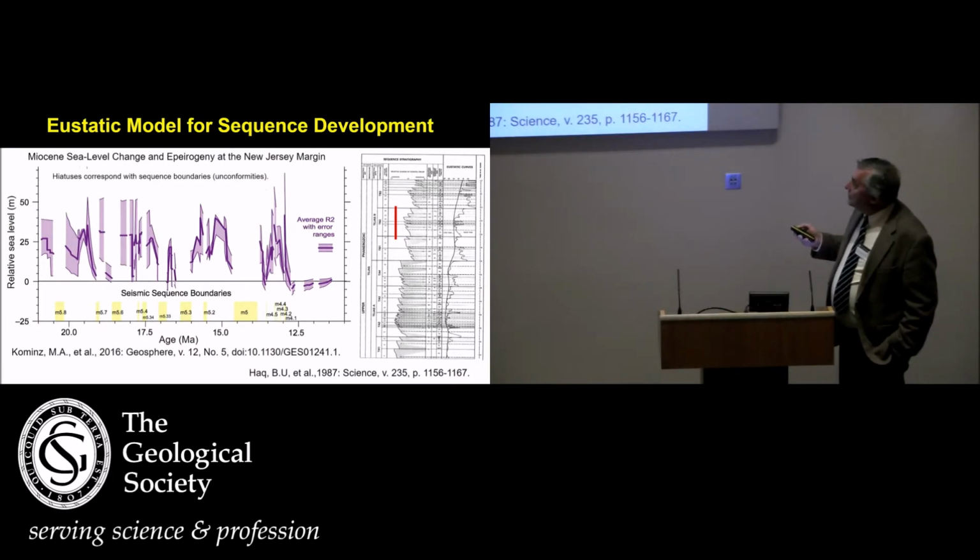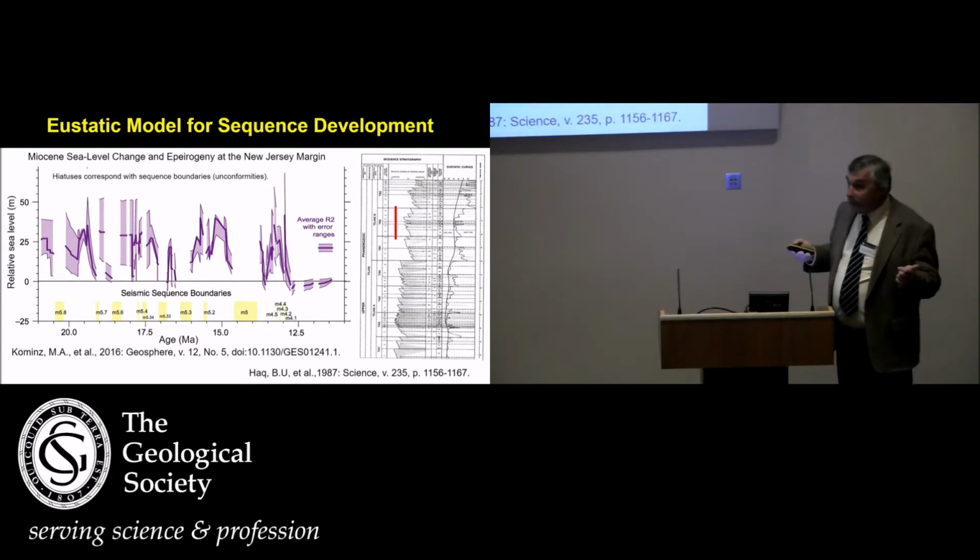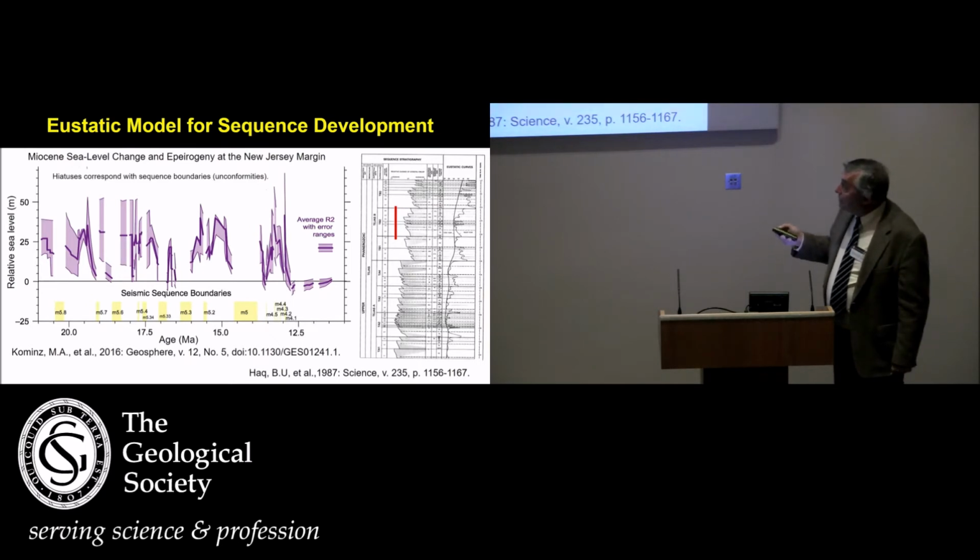This is how you do it properly, in the sense that you take the batch shipping approach and you can use it to get at what the sea level changes are with uncertainties. These are the errors here. This is from Michel Kermentz's work on the basis of that same drilling. The gaps here are the hiatuses associated with sequence boundaries or the unconformities.